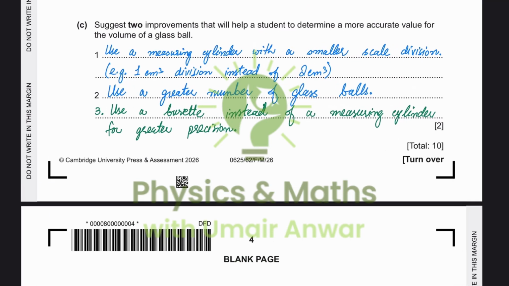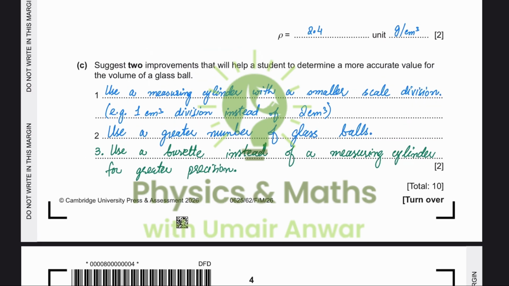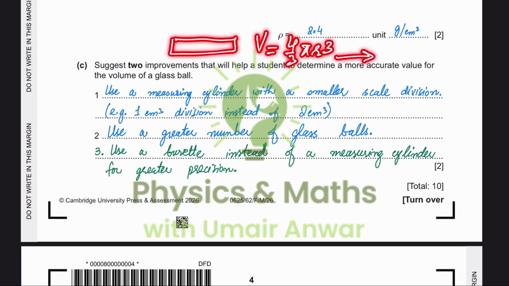If someone writes that we should use a scale to measure the diameter of the ball, and then use 4/3 pi r cube to find the volume of the glass ball, that is also an alternative method which could be used, and this will also score 1 mark here. So this would be the 4th option to be written here.